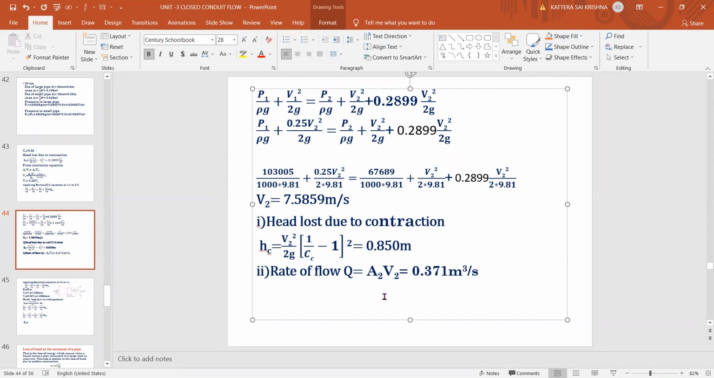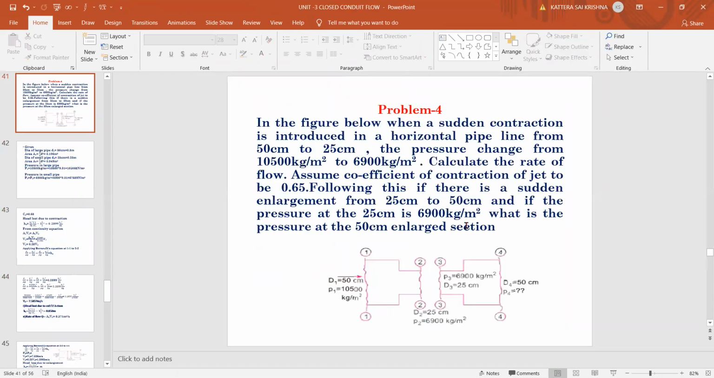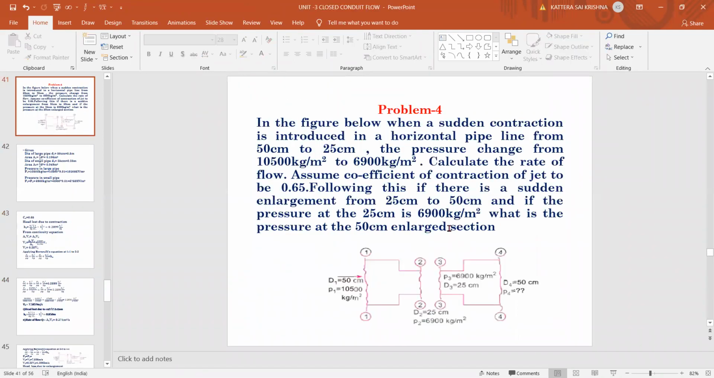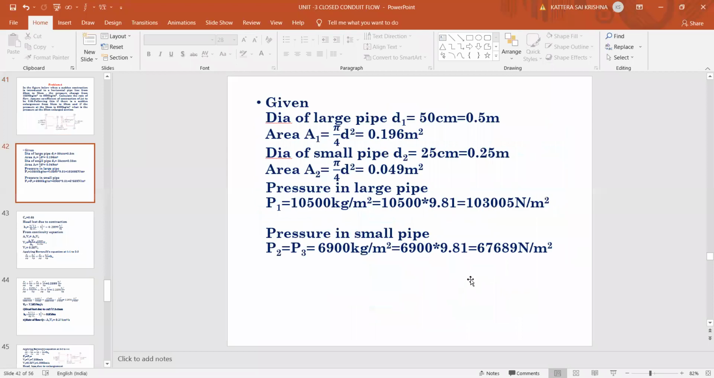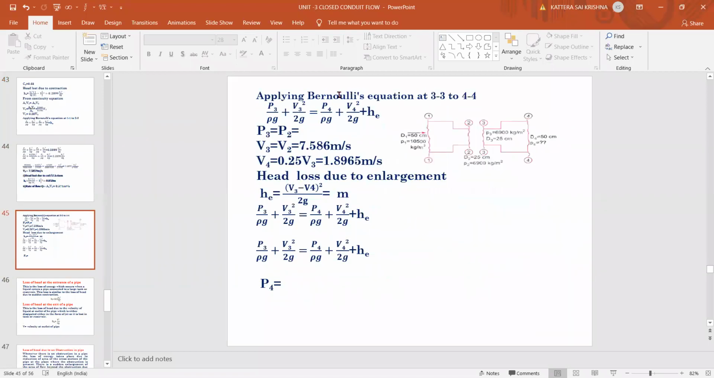Right. So this problem is not yet finished because he's asking for one more term. What is that? He's asking to find the pressure at the 50 centimeter enlarged section. Nothing but at this part, we need to find the pressure. So now we'll use the Bernoulli's equation between section 3-3 and section 4-4. So already we have the discharge now. Throughout the pipe, the discharge will be constant. So now we can take Q3 equal to Q4, nothing but the discharge at section 3 is equal to the discharge at section 4. In that way you can find velocities easily. Then you can find the pressure P4 by using the Bernoulli's equation again. So we'll apply the Bernoulli's equation at section 3-3 and section 4-4, in between these two sections.